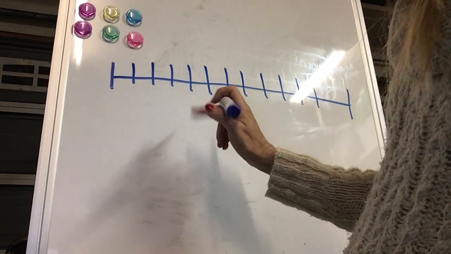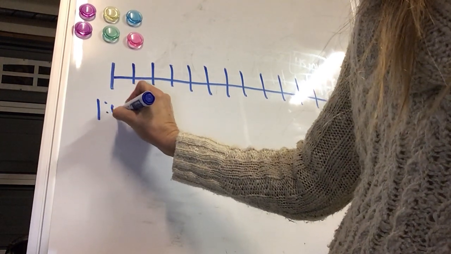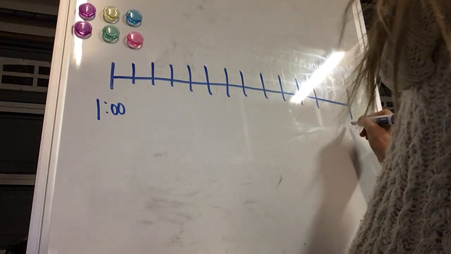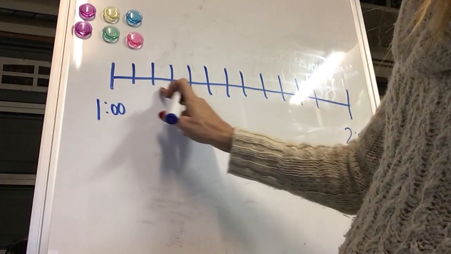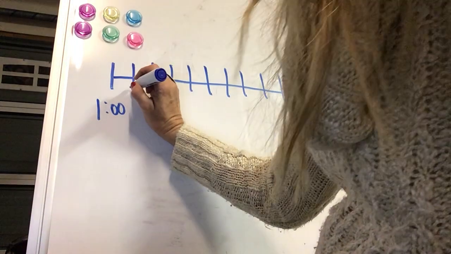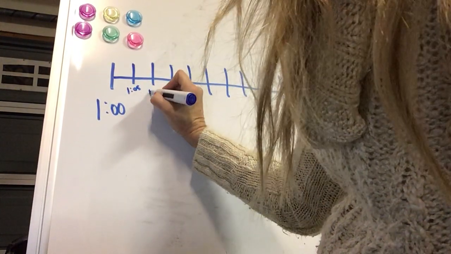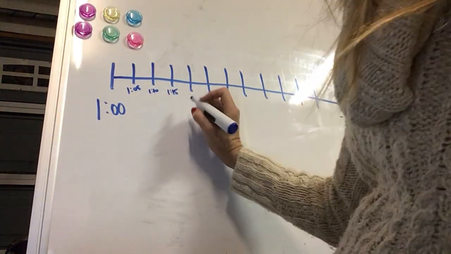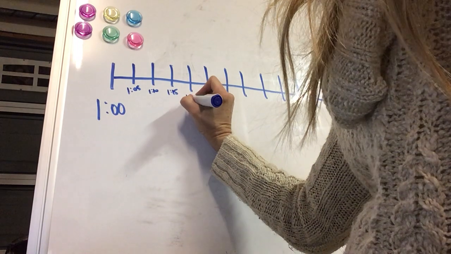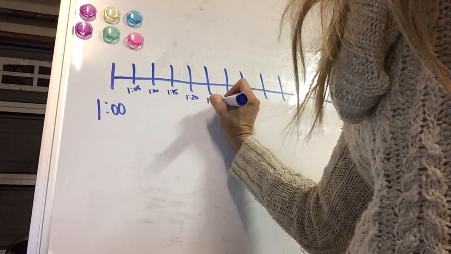So I've got 13. I'm going to choose my time. I'm going to go ahead and stick with the times I started with. So I've got 1 o'clock start time, 2 o'clock end time. I need to fill out my 5-minute intervals. So this is going to be 1:05. This is going to be 1:10. This is going to be 1:15. This is going to be 1:20. This is going to be 1:25.